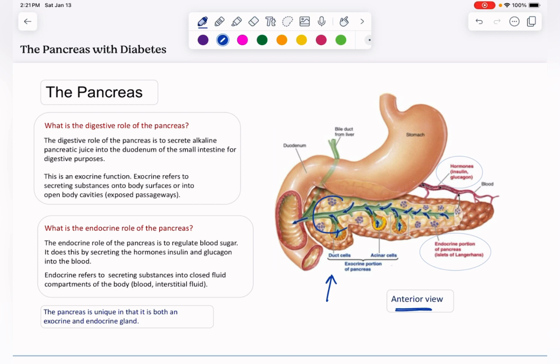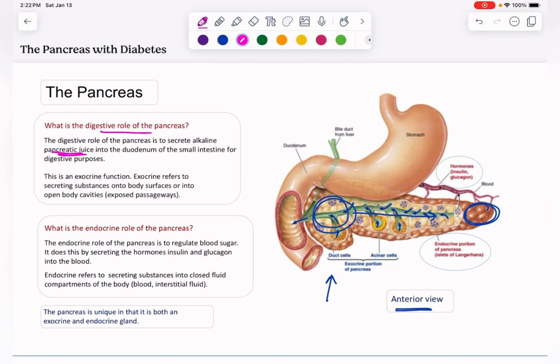Here's the head of the pancreas. This is in the upper right quadrant of the abdomen, and then it extends across the abdomen, and the tail extends into the upper left quadrant of the abdomen. Now, the digestive role, if you remember, the digestive role of the pancreas is to secrete pancreatic juice that contains all of the different types of digestive enzymes.